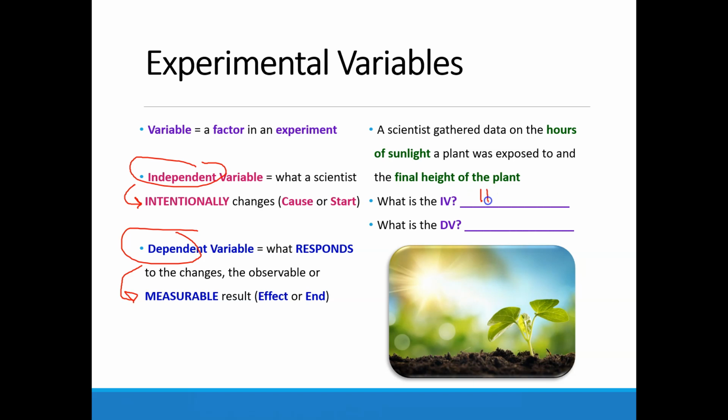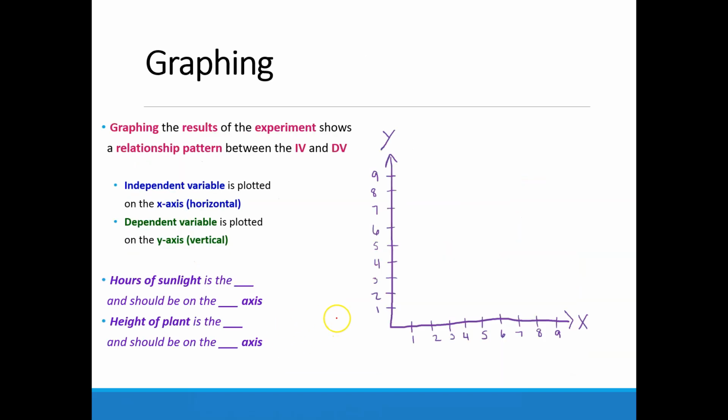So the hours of sunlight would be the independent variable, whereas the final height of the plant is what we're measuring at the end, right? So this gets measured at the end, and so the height of the plants would be our dependent variable. Sorry, I know that's very messy. So that being said, once we know the independent variable and dependent variable, we can actually graph them on a graph. And the purpose of a graph is to show the relationship between independent and dependent variables.